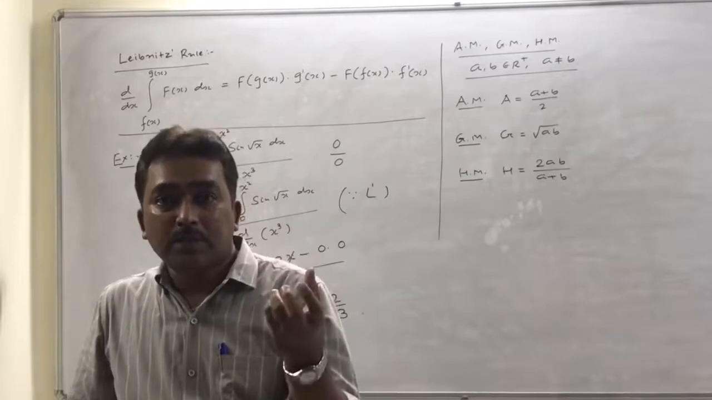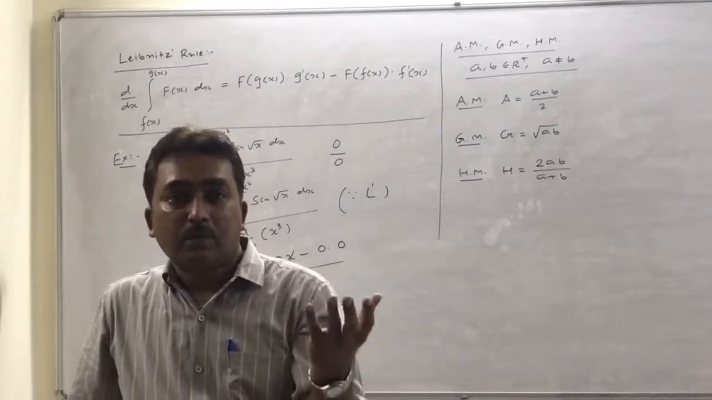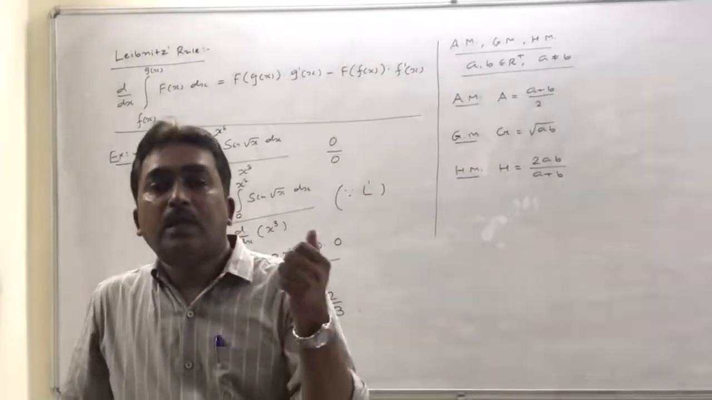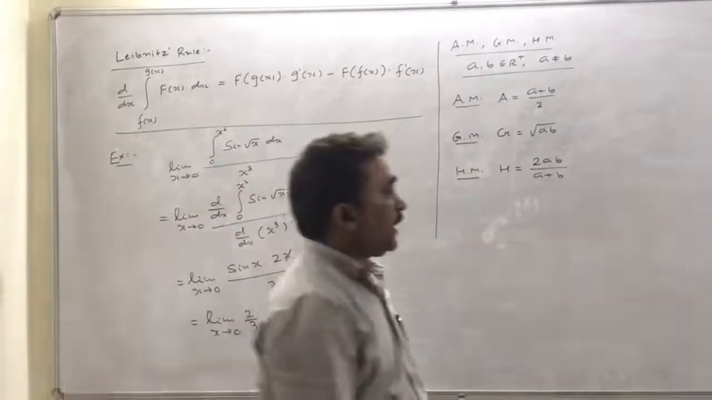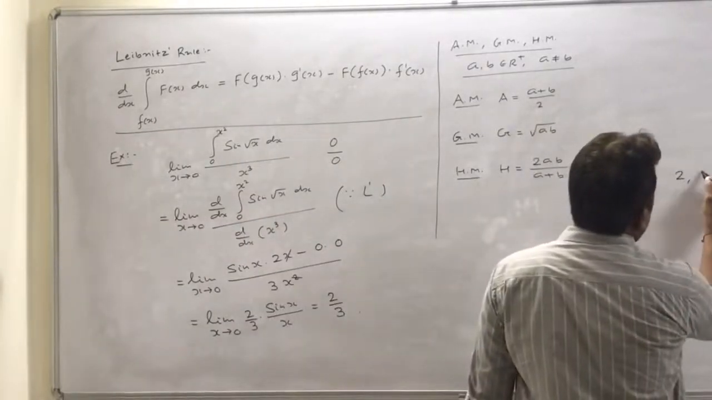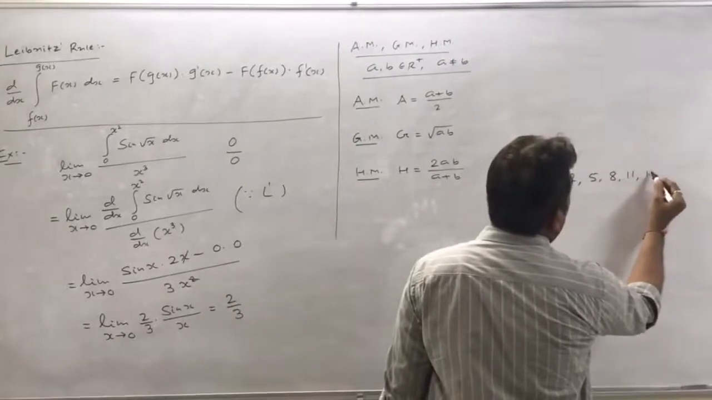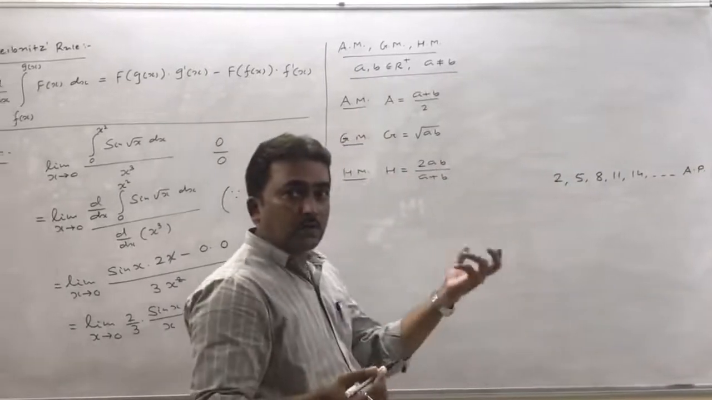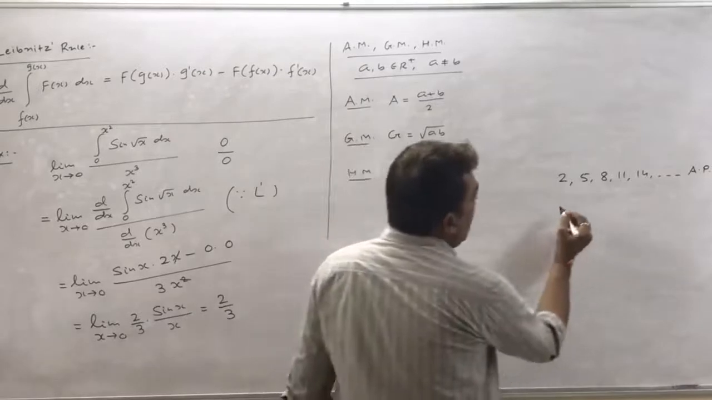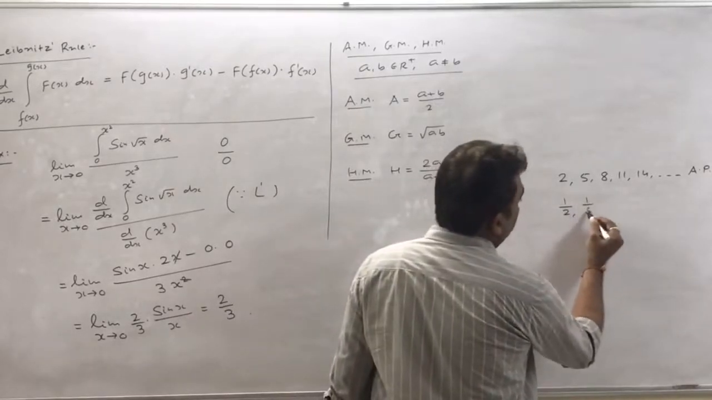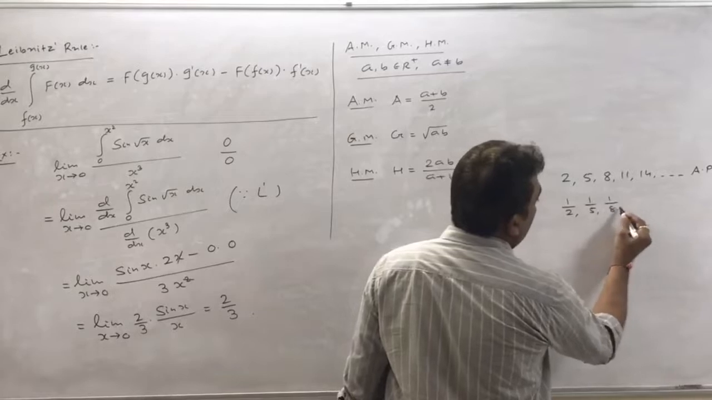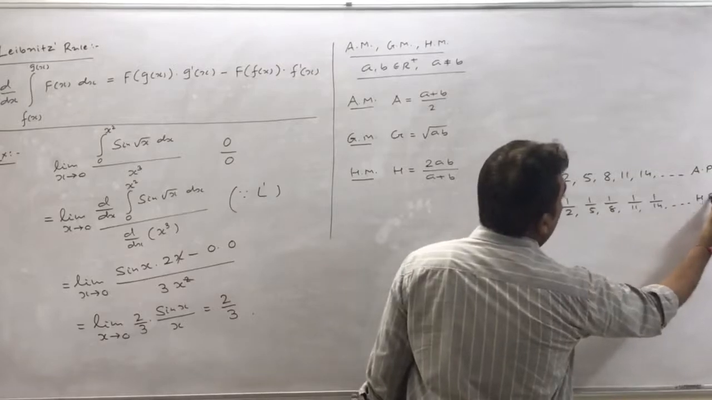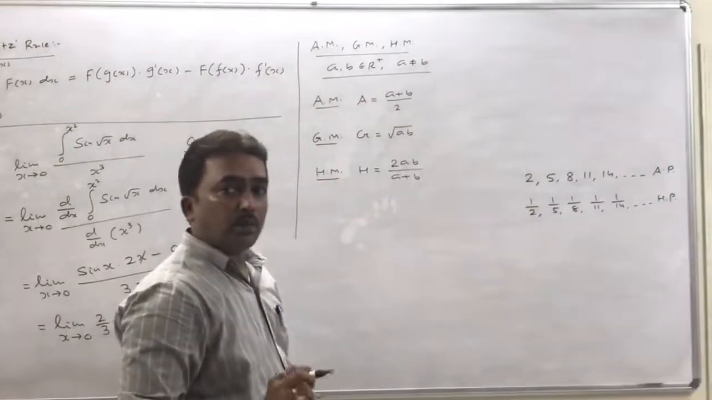Harmonic sequence, what we call harmonic sequence, let us recollect that topic. Harmonic sequence, reciprocal of arithmetic sequence, it is called harmonic sequence. It means that if 2, 5, 8, 11, 14, this is an arithmetic sequence. You know this, difference is constant, then this is arithmetic. Then its reciprocal: 1 by 2, 1 by 5, 1 by 8, 1 by 11, 1 by 14. This is called harmonic progression.